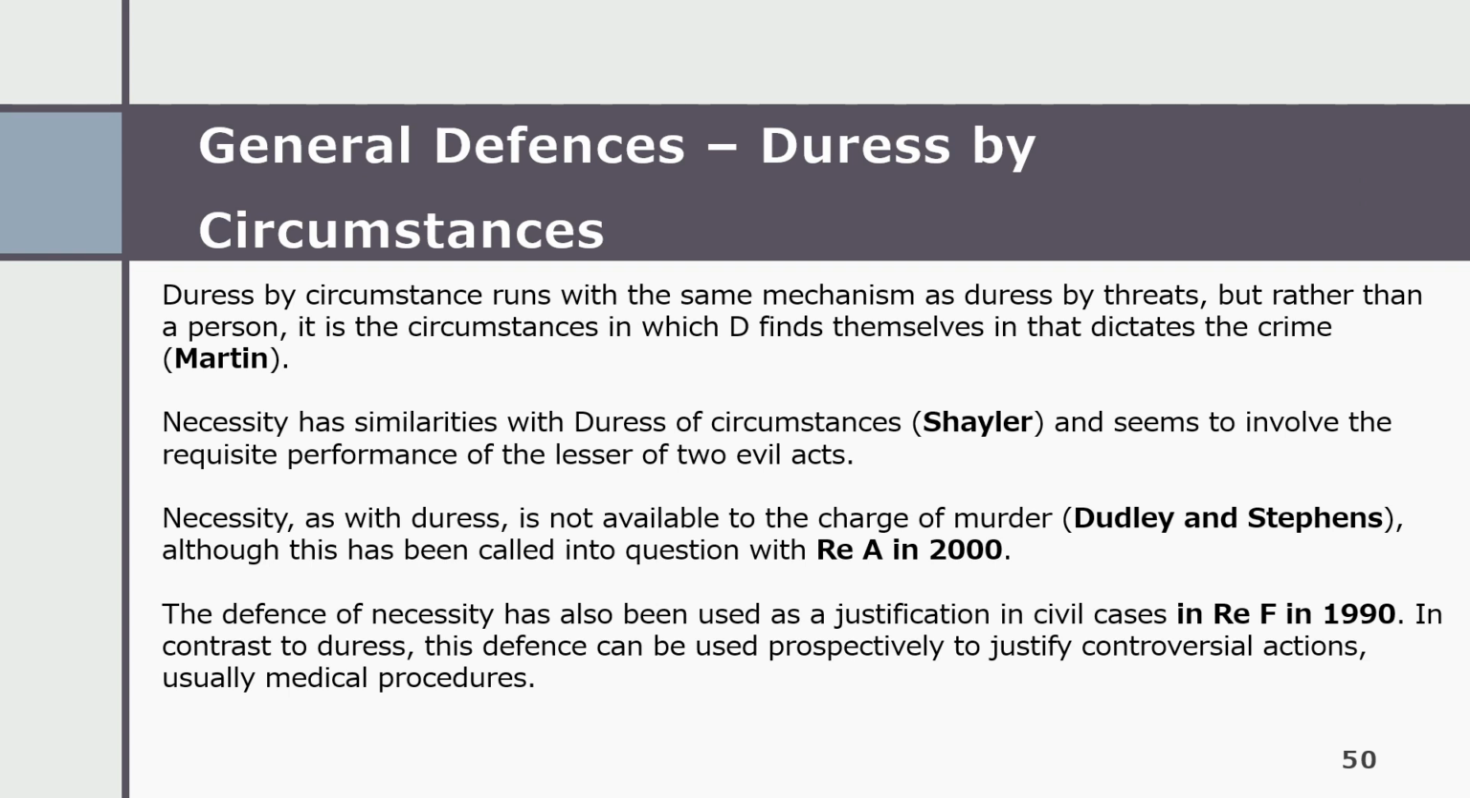Duress by circumstance. This runs with the same mechanism as duress by threats, but rather than a person, it is the circumstance which defines them in that it dictates the crime. So Martin. Necessity has similarities with duress of circumstance, and seems to involve the requisite performance of the lesser of two evil acts. Necessity, as with duress, is not available to the charge of murder, Dudley and Stephens, although this has been called into question with Re A in 2000.